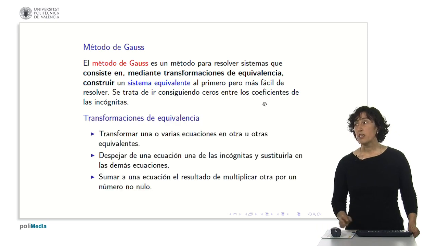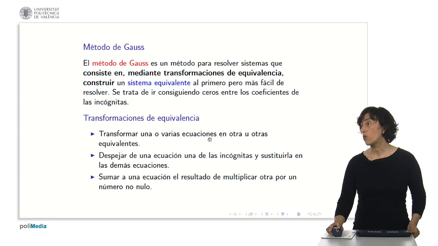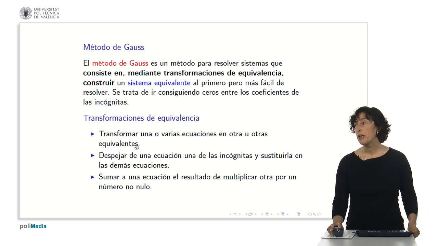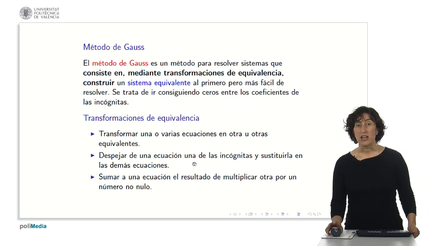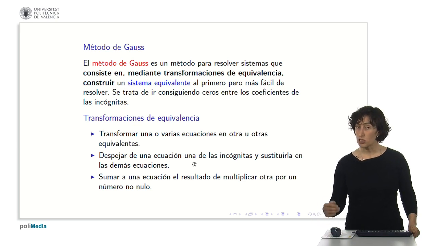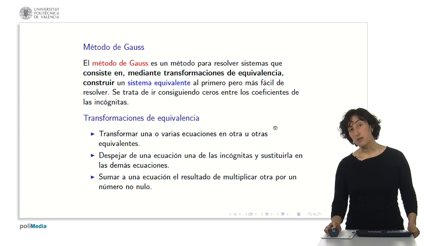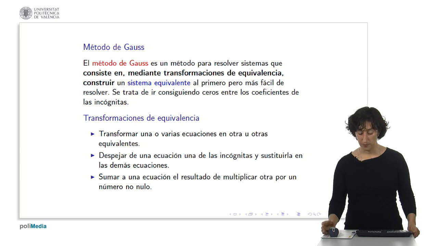What equivalence transformations can we do? Well, if you remember, we can transform one or several equations into another or other equivalents. We can solve one equation for one of the unknowns and substitute it in all the others. Or we can also add to an equation the result of multiplying another by a non-zero number. All these operations will allow us to pass from the original system to an equivalent system. That is, with the same solutions, but easier to solve.